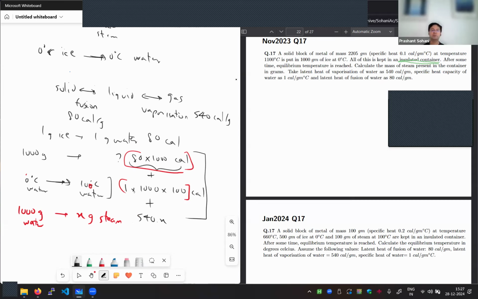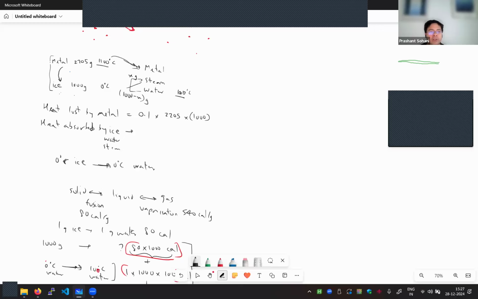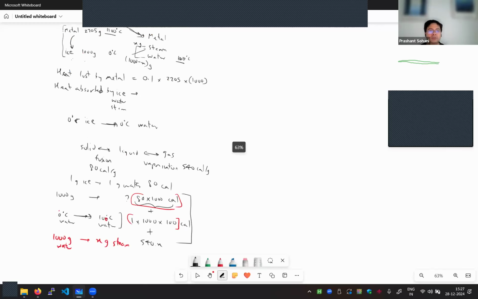And that has to be equal to whatever energy was lost by the metal. So therefore, now we can write our equation as, so let me just temporarily expand this. So if I scroll up, so the heat lost by the metal was this much. So therefore, my equation will be this is equal to the sum of all of this. So 80,000 plus 100,000 plus 540x. And so in this, I just had to find the value of x now.